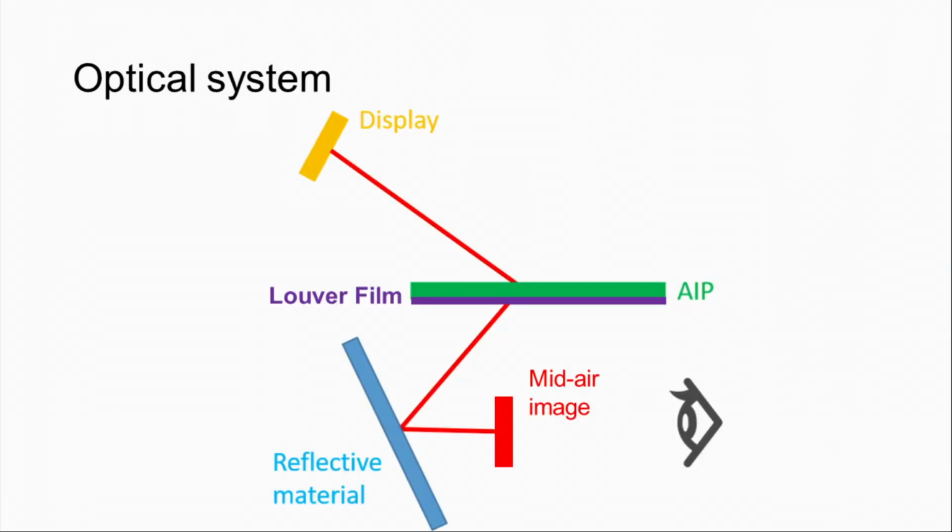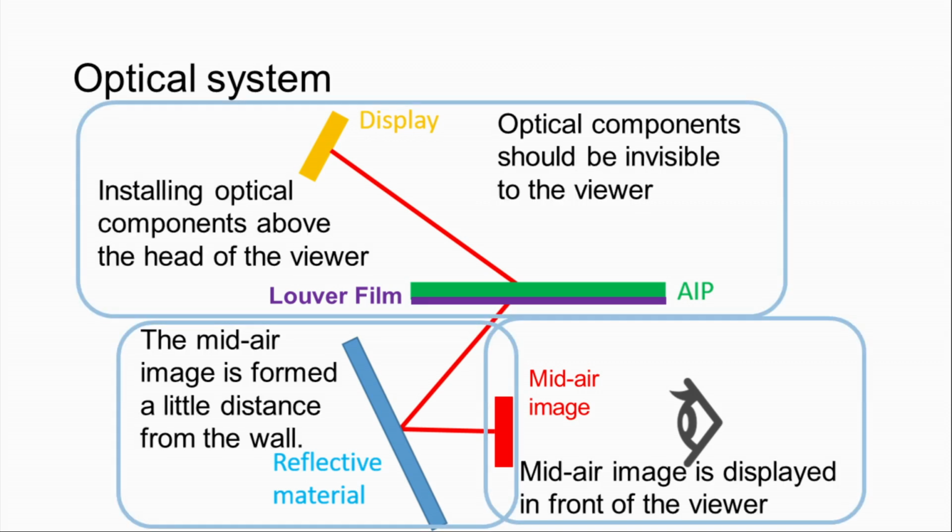This is our proposal system. This system satisfies the purpose and design requirements shown in this figure. The light from the light source is reflected by the AIP and goes through the Louver film. Then it is reflected via reflective materials and forms the mid-air image.